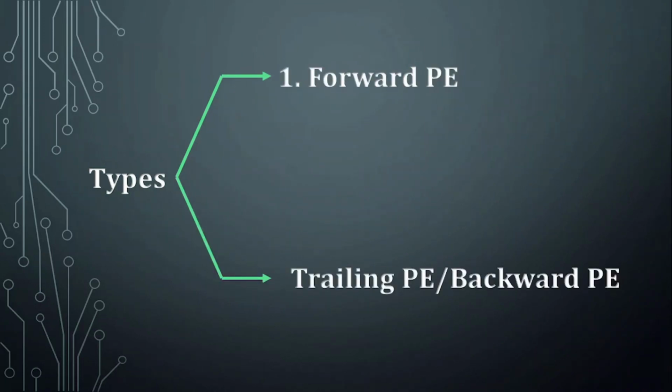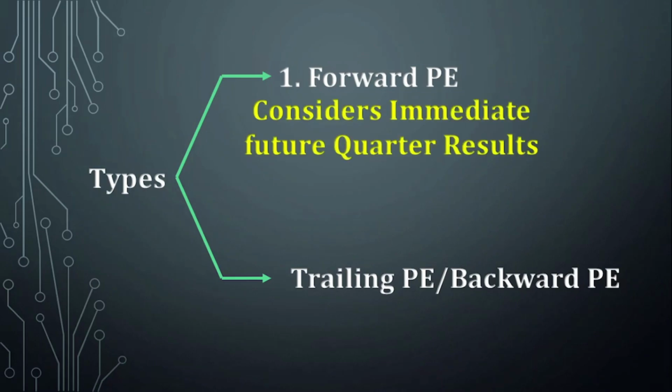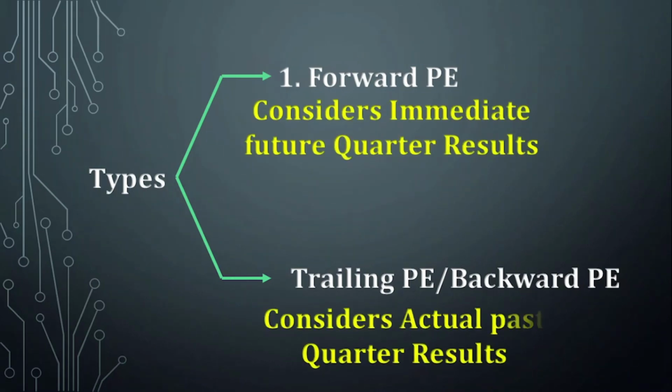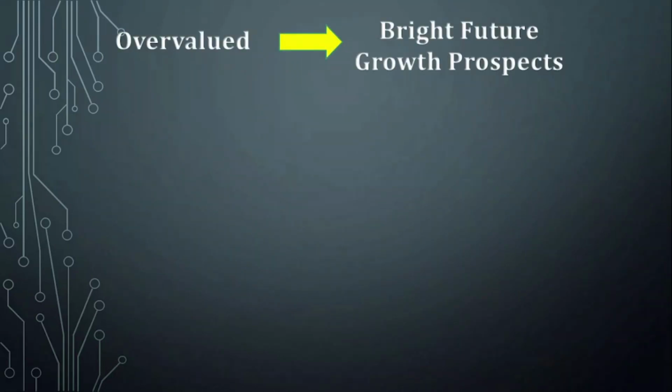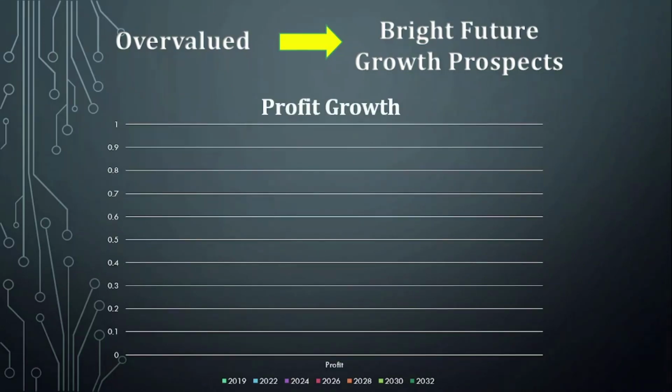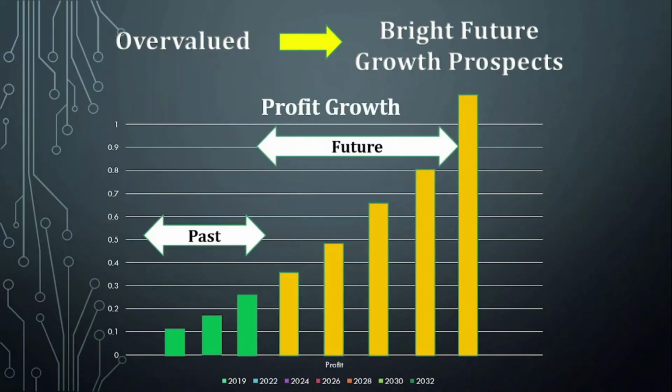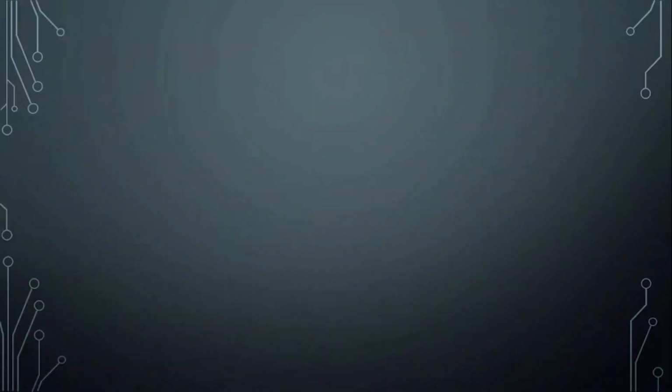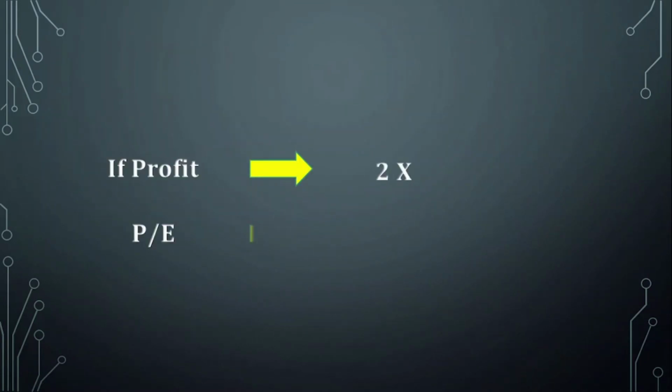Forward PE calculates the value predicting the immediate future quarter results, while backward PE calculates the value based on actual past quarter results. Sometimes a stock can be overvalued because of its bright future growth prospects. People might be willing to pay higher premium values in the present because they might believe that the company will perform better in future, because people have more faith in the business model of that company. Now, suppose the company doubles its profit, then PE will be half.